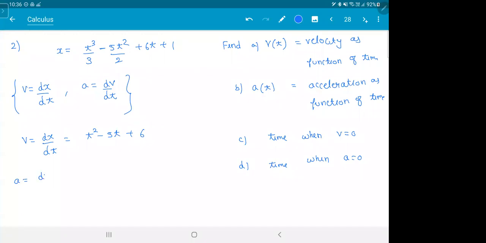What is acceleration? dv by dt. So you have to differentiate this again. 2t minus 5.